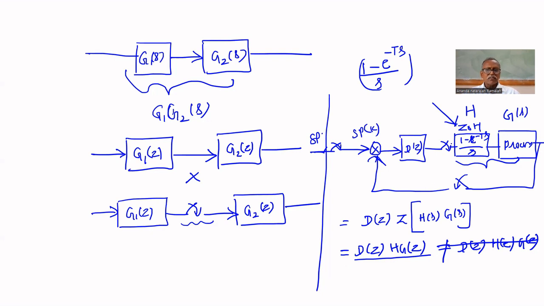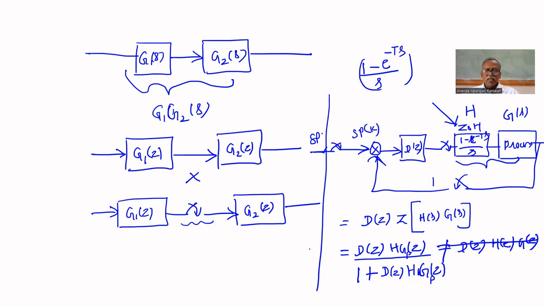What is the loop transfer function? The closed loop transfer function is the forward path over 1 plus the loop transfer function. Here the feedback is 1. Therefore, again, D of Z, HGP of Z over 1 plus D of Z, HGP of Z. Since it is the process, instead of calling it G, we can call it GP. This is the closed loop transfer function for the digital control system.